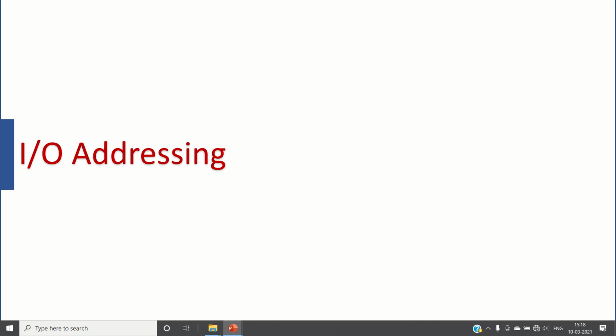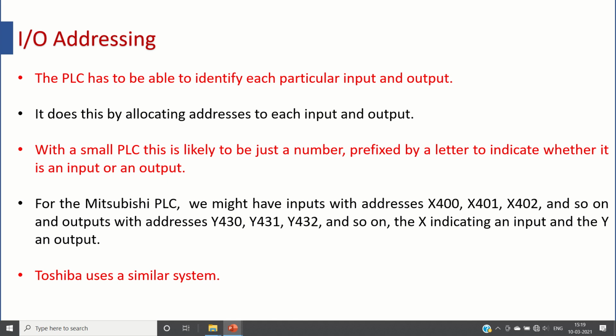Because whenever we are sending signals to a certain input, how will the CPU understand which input is getting the signal, or to which output terminal it has to give the output? Under those circumstances, each and every input terminal and each and every output terminal should be given proper nomenclature, proper terminology, and this is what is going to be discussed in I/O addressing.